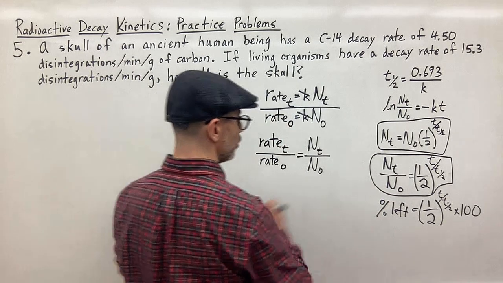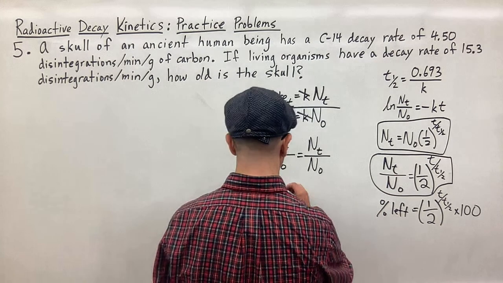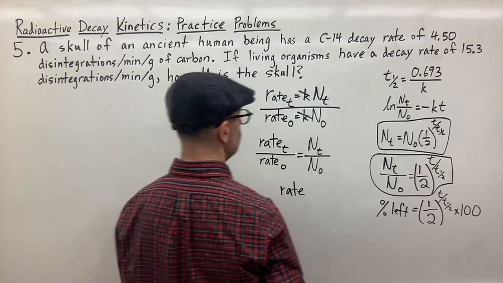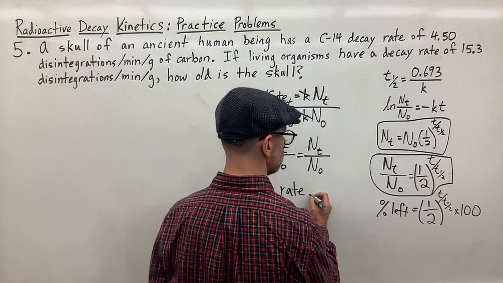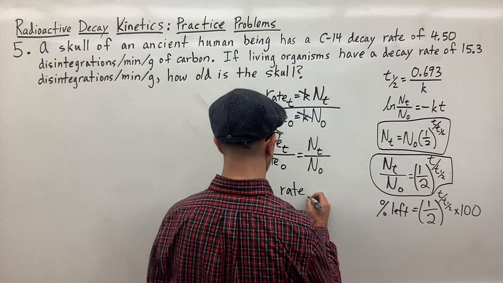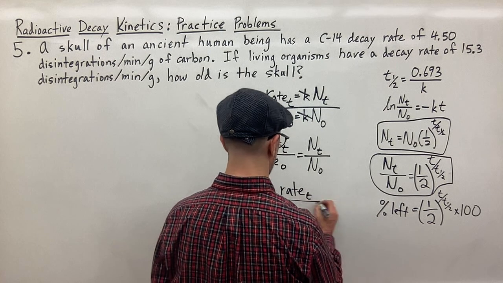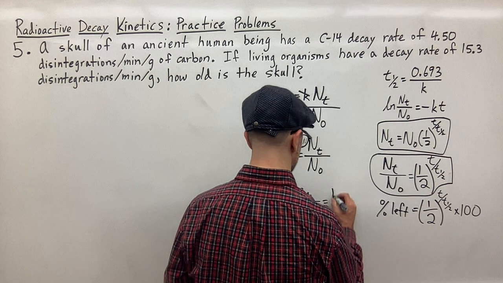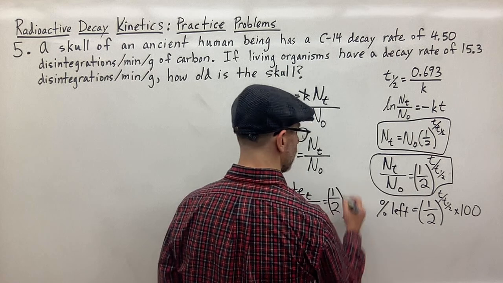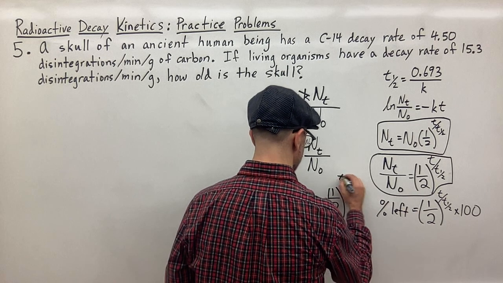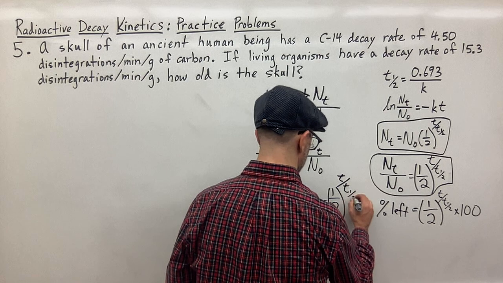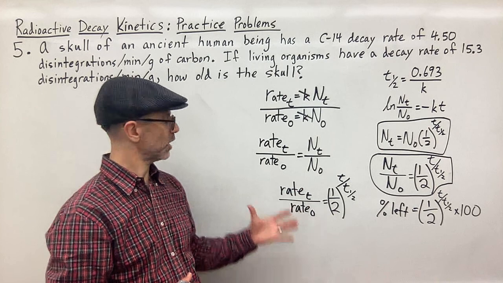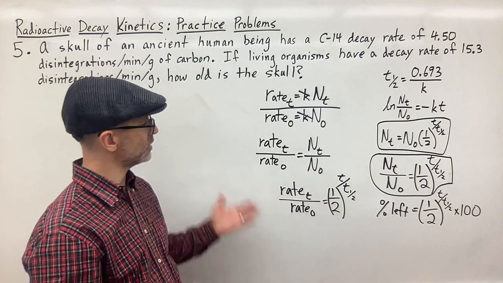So then our new equation is going to be the rate at time t over the rate initially is equal to 1/2 raised to the power of t over the half-life. So now we can use the rates we are given, plug in everything else that we are given, and solve for the missing part.